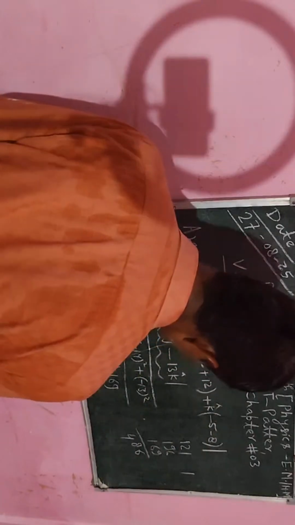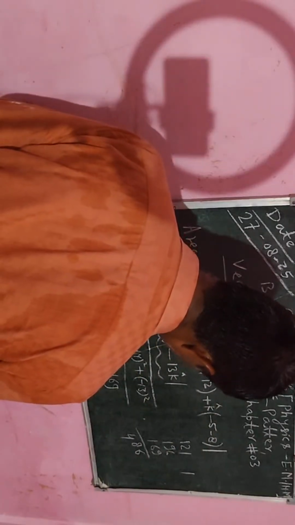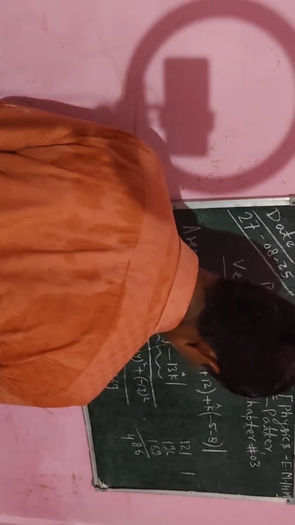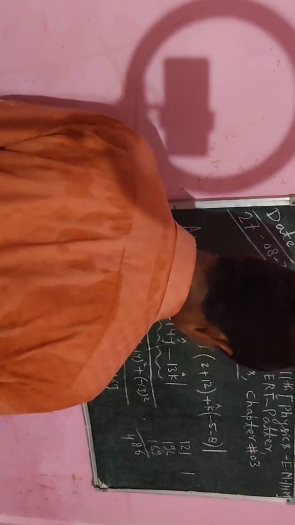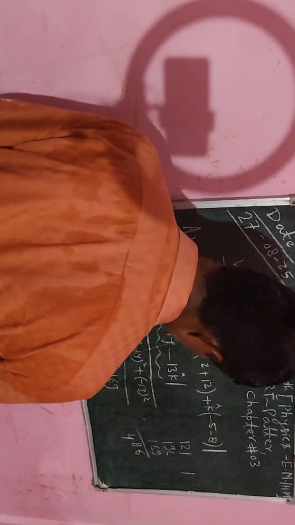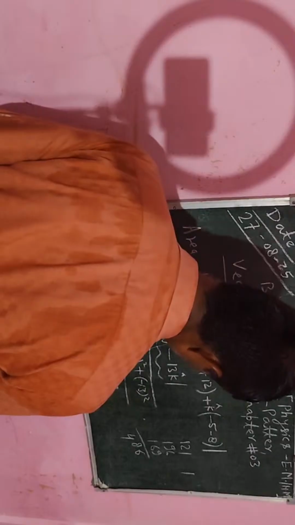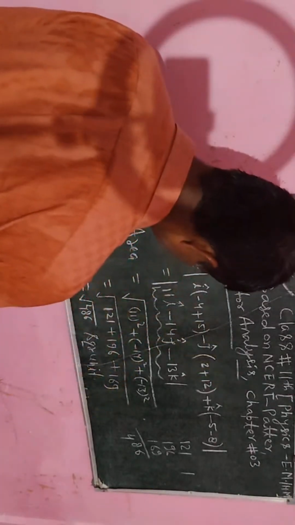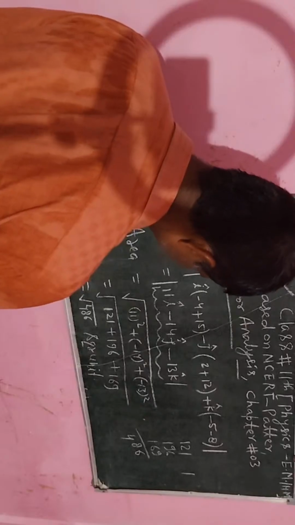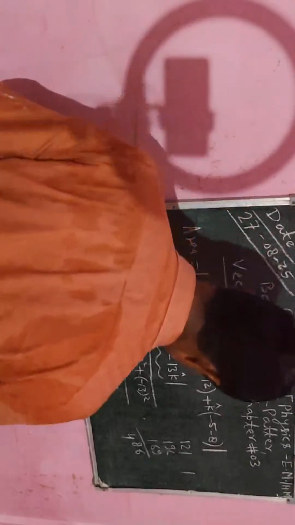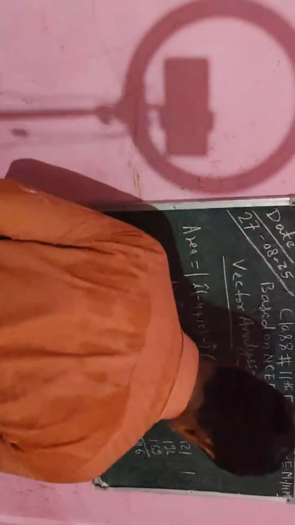486 square unit. I have to write square unit. This is the area of the parallelogram. Okay, so I will say this is the answer to my related question.